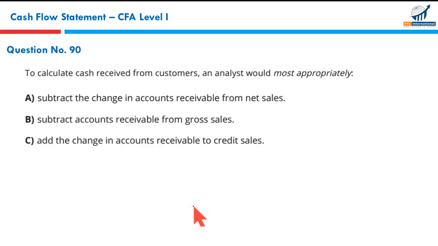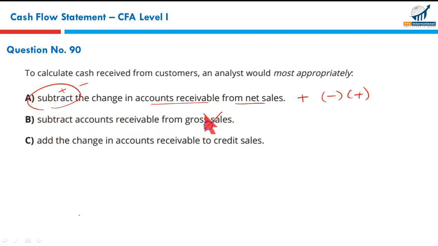C it is. To calculate cash received from customers, an analyst would most appropriately do what? Subtract the changes in account receivables from net sales. Yes, we take net sales as positive, but this is a little questionable because sometimes account receivable increase over the period, sometimes decrease. Remember, if they increase over the period, they are deducted. If they decrease over the period, then they are added. So this is half true. But nonetheless, net sales needs adjustments for account receivable. Sometimes they're added, sometimes they are deducted.